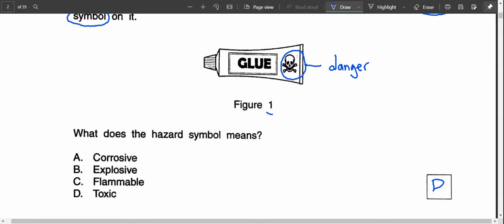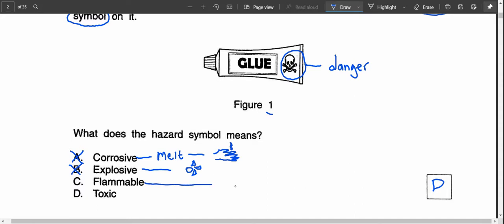Corrosive substance means it corrodes substance, or in simple terms, it melts substance. And usually it will have a symbol of a hand like that, and then of a liquid being dropped like that. So it's not A. Explosive usually has a symbol where an object is exploding. You can see some sort of explosion somewhere there. So it's not B as well.